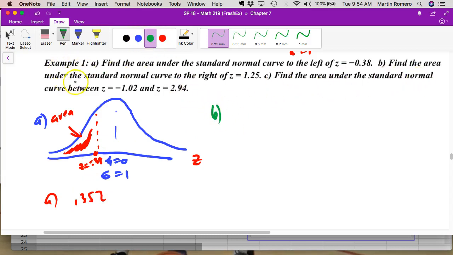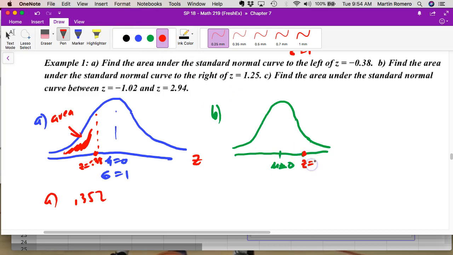Find the area under the normal curve to the right. Okay, so let's go do B. Here's our normal curve. You're going to get used to drawing a normal curve. Mean is 0, standard deviation is 1. Z equals 1.25 is somewhere right here. Let's go with a different color again. There is Z is equal to 1.25. And so to the right, so I'm looking for this area right there.